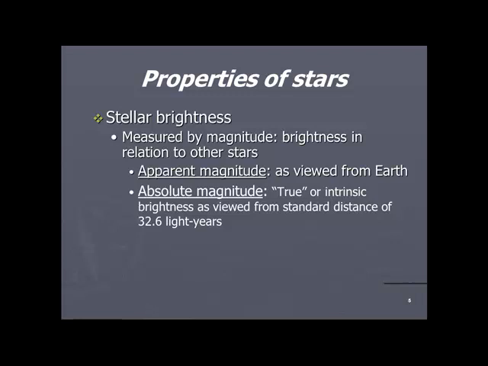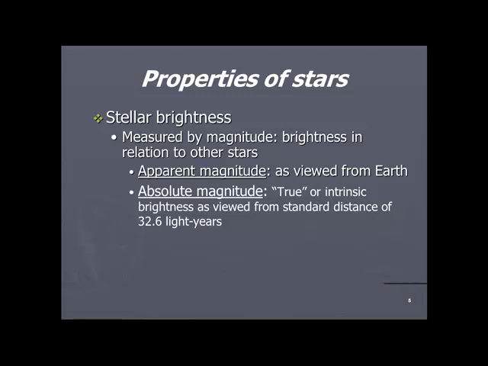So when we measure stellar brightness, there's two ways that we can measure it. One is the apparent magnitude, which is viewed from Earth. So how bright is this object as viewed from Earth? Well, we now know that Earth is not the center of the universe or even the solar system. We still tend to make many of our measurements based on Earth's perspective because that's where we live. So with apparent magnitude, you obviously have the sun as being the brightest star.